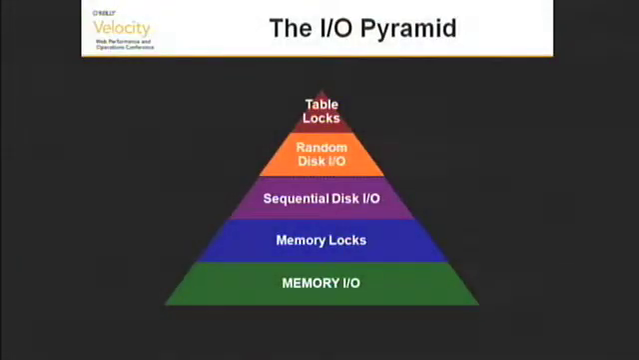This is somewhat of an I/O pyramid that I like to use. Basically, the green part you should use as much as possible in your application, wherever you can squeeze it in, and the red ones you really should avoid. As you move up, you want to avoid those things as much as possible.